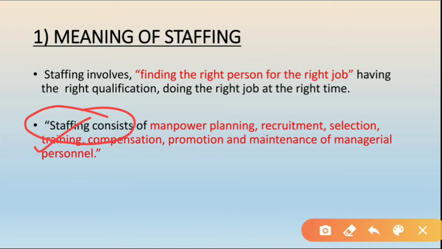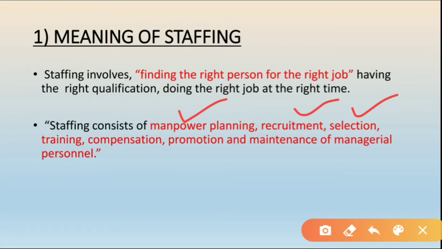The manager has planned for the thing. After planning, he has organized everything, all the resources, and after organizing it, he will recruit or arrange human resources, or you can say the employees, so that they can start their work. Now staffing consists of many steps, many stages. What are they? Manpower planning, recruitment, selection, training, compensation, promotion, and maintenance of managerial personnel.